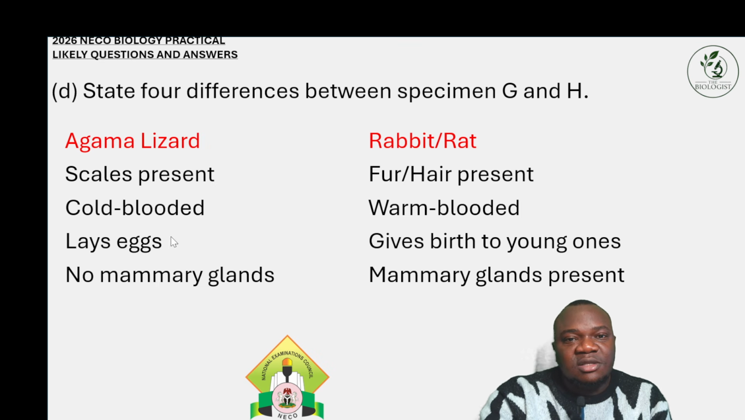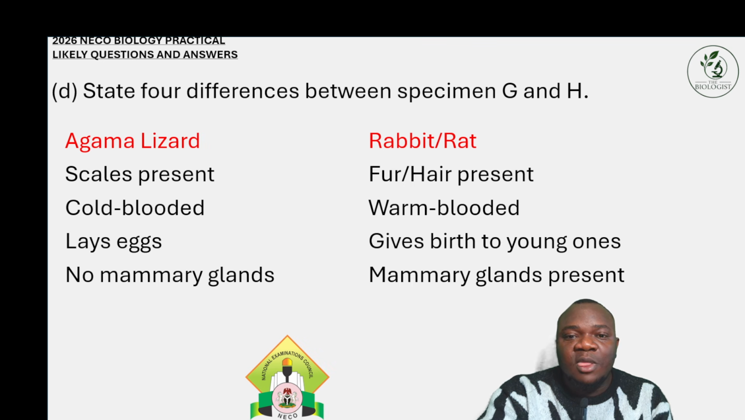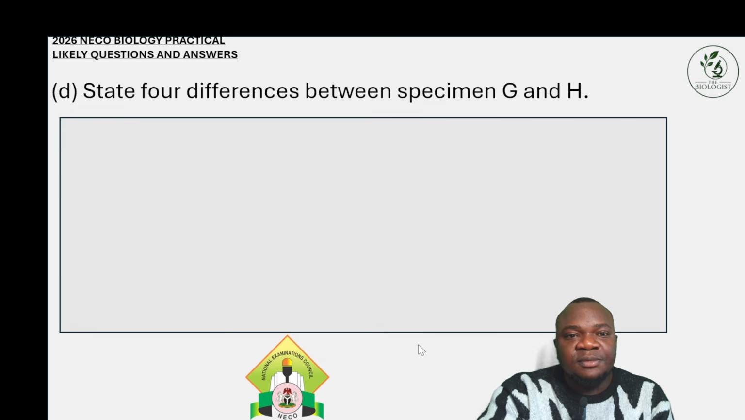Then Agama lizards lay eggs. Rabbits give birth to young ones. That's what I call mammals. Mammary glands are absent in the lizard and present in rabbits. So this is a very good way to differentiate between both of them.